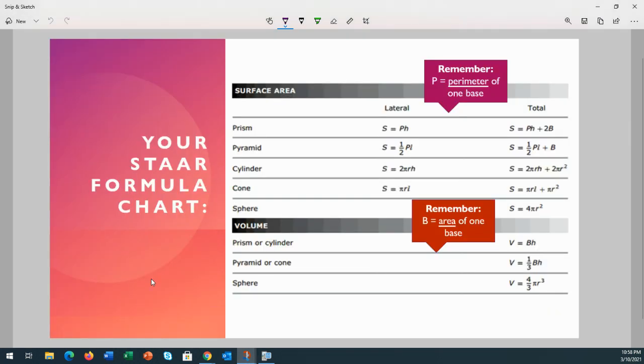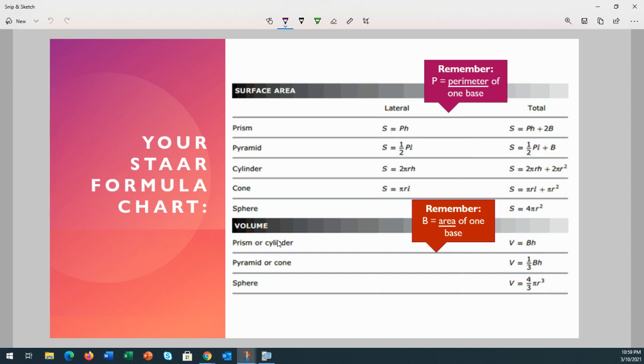All right, quick zoom in on your STAAR formula chart. What are we looking at? We're looking at two sections, surface area and volume. We have been referencing this part of your formula chart for the past couple of weeks. We are focusing on surface area of a prism and of a cylinder. And you see you've got your two different versions. You've got lateral surface area and total surface area. Don't forget, when you see that capital P, that means perimeter of one of the bases. You'll see that a lot when we're doing our surface area problems.